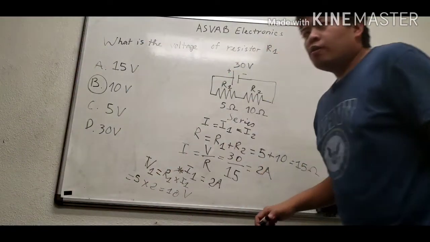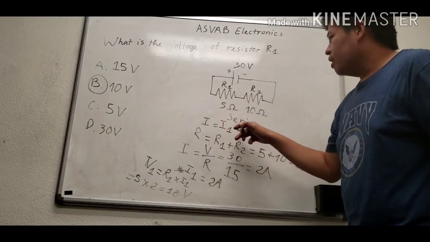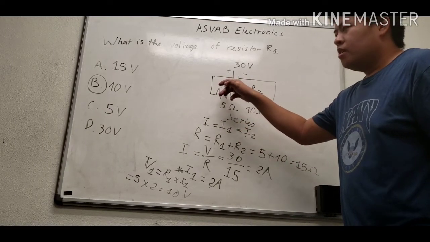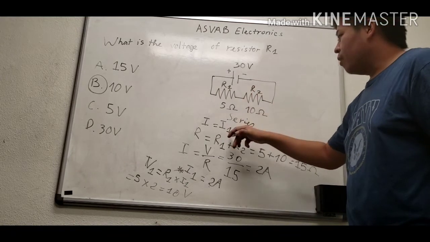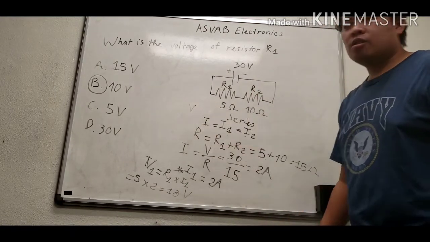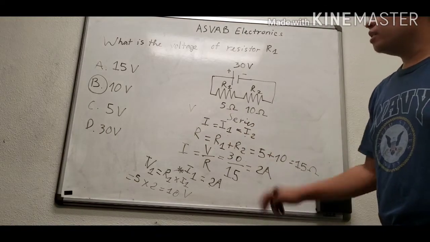Because if we have the I1 and I2, you just use the R1 or R2 in here, multiply with I1, and you can get V. And this is so simple for the series.